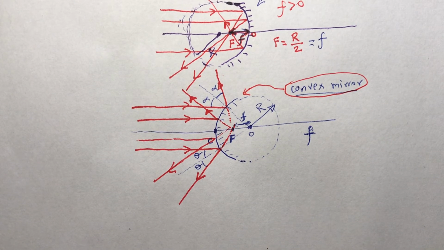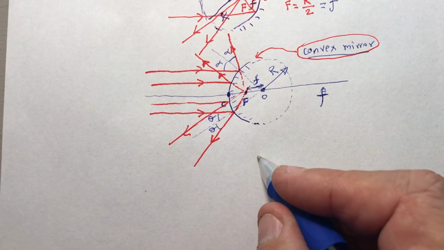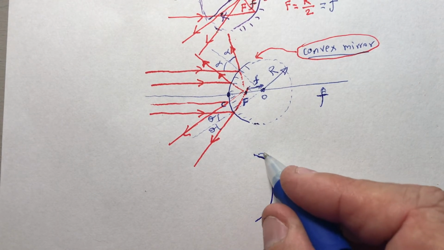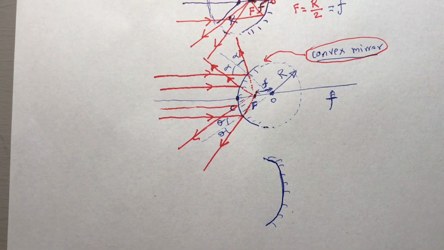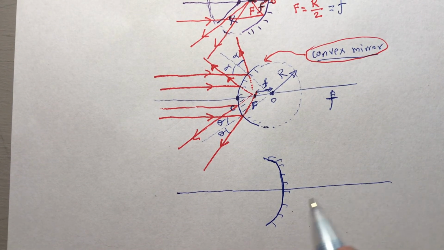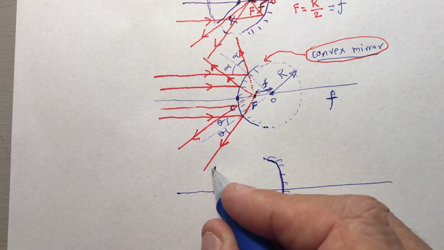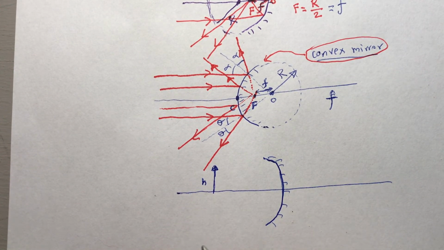Okay, now we're going to look at the image if we use a concave mirror. So we're going to use a concave mirror like this. I put here these lines like that, and we try to find the image of some object. Here is the x-axis, the horizontal one. And then I put some object. Here is the object. It has some height h.